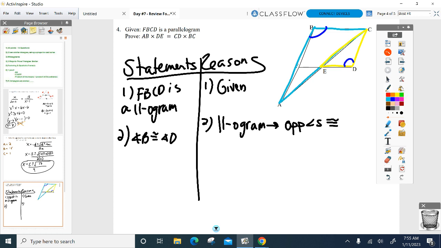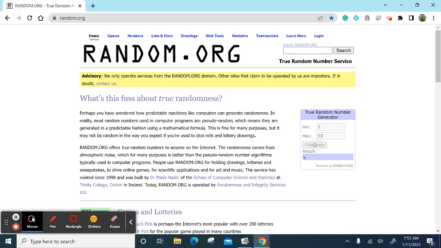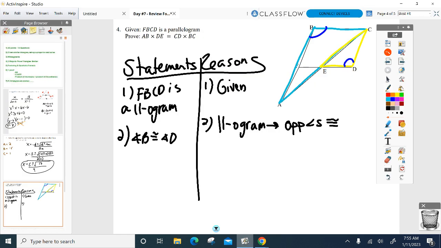Yep, there's one pair. Okay, where's the other pair of angles come from? You got a parallelogram, right? Opposite sides are congruent, parallel. And what do parallel lines form most of the time? You got a pair here, Nate?